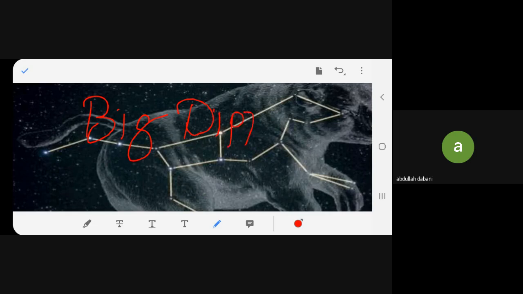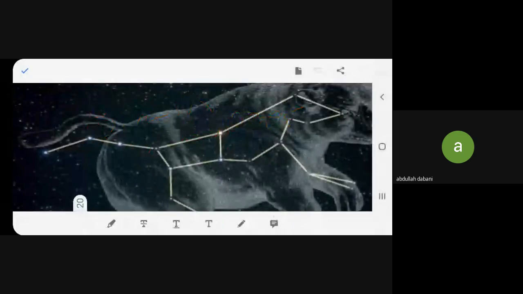Right? So seven stars you can see. It also looks like a question mark, doesn't it? It looks like a question mark, or it looks like a big spoon. Doesn't it look like a big spoon?